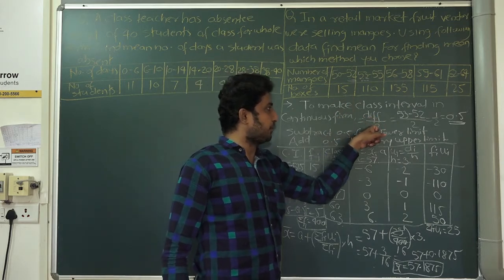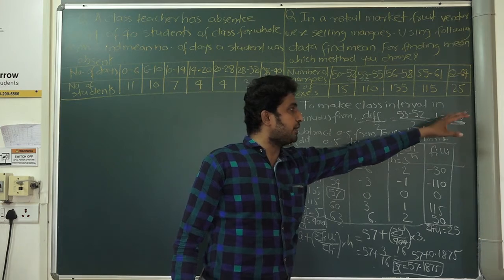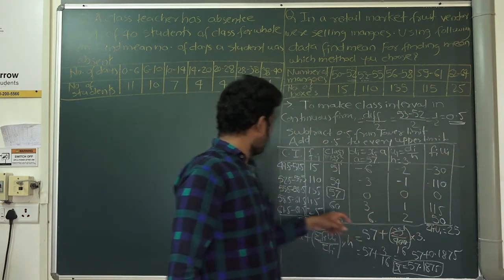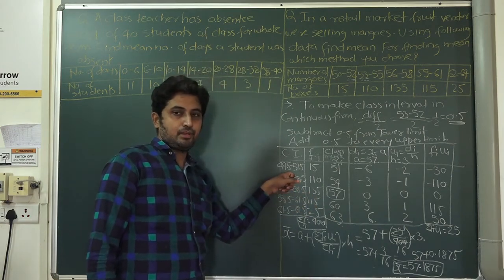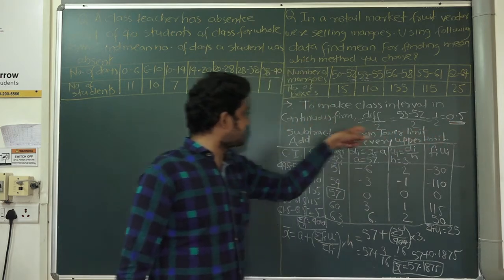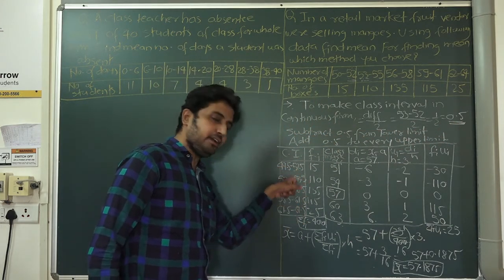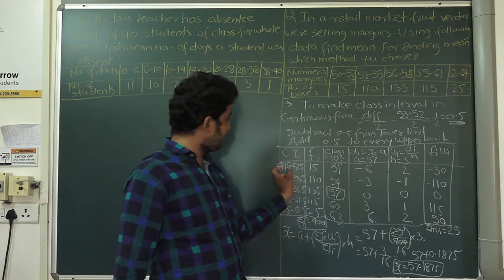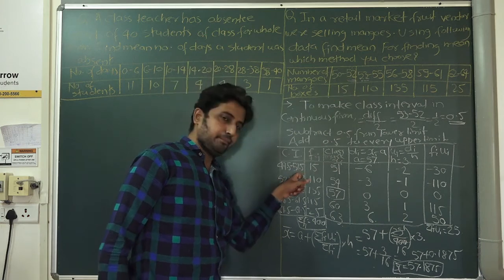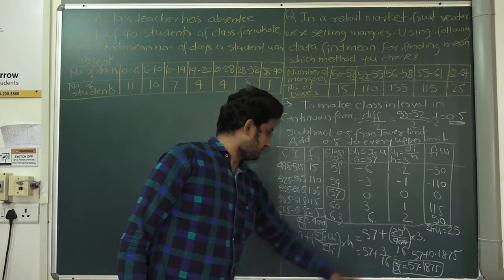So difference upon 2: 53 minus 52 becomes 1, and 1 by 2 becomes 0.5. We have to use this correction factor 0.5. It is to be subtracted from every lower limit and added to every upper limit. So we get the continuous class intervals.